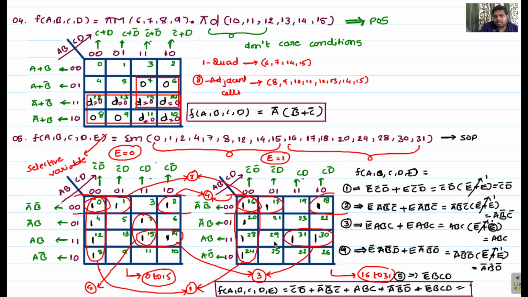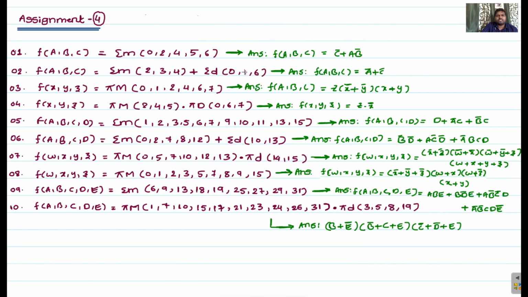I hope you understand this concept. So this is about the 5 variable K-map problem. We have some assignment problems. This is assignment 4. We have a total of 10 problems and those answers are also provided here. Anyway, I will post assignment 3 and assignment 4 in LMS.